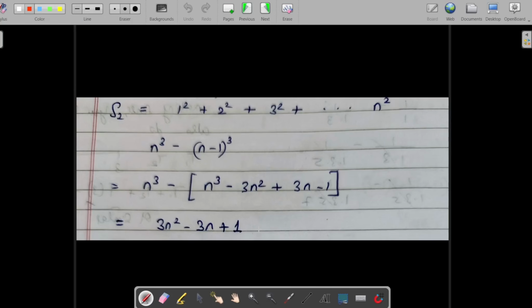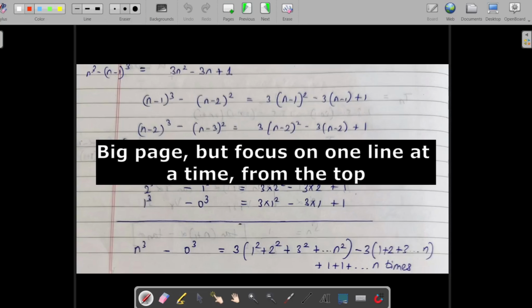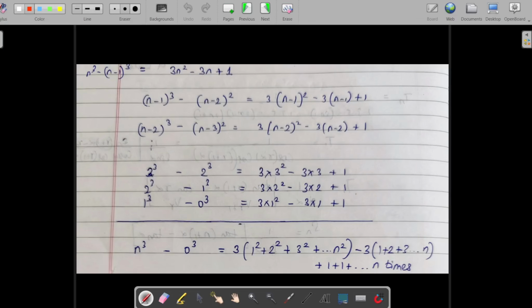Okay, we will just write it down, the difference. So n cube minus n minus 1 cube is 3n square minus 3n plus 1. Now, instead of n, put here n minus 1.